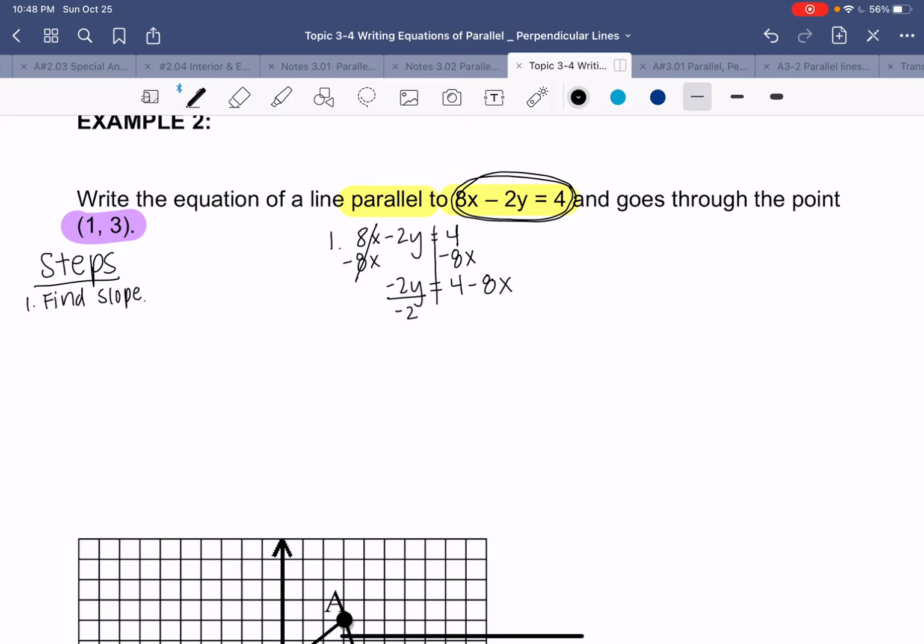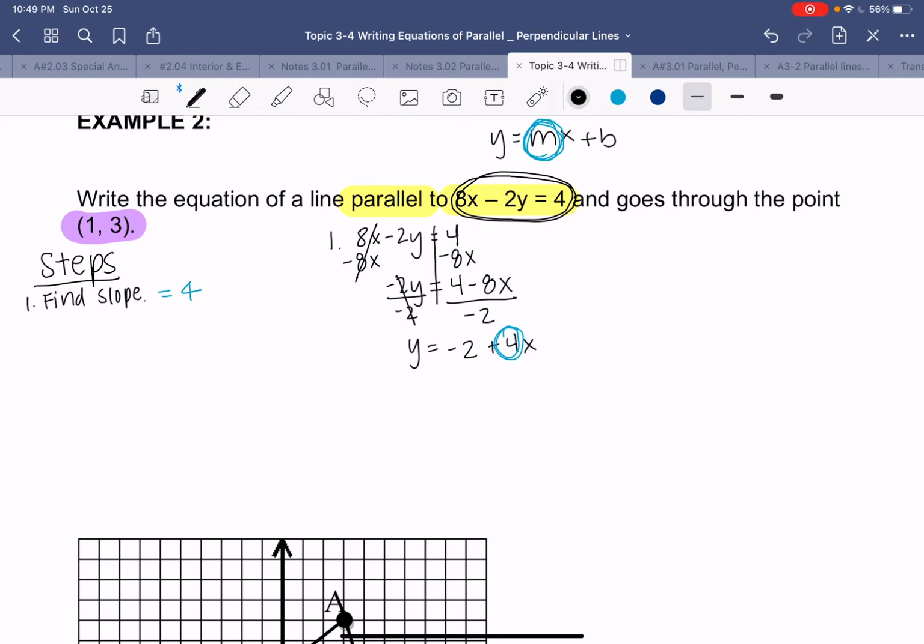Divide by negative 2. Make sure you divide every little bit by negative 2. So y equals 4 divided by negative 2 is negative 2. And then negative 8 divided by negative 2 is a positive 4x. Well, remember, it's y equals mx plus b, this being your slope. Okay, so that means 4 is our slope. So in this case, for this problem, our slope is 4.